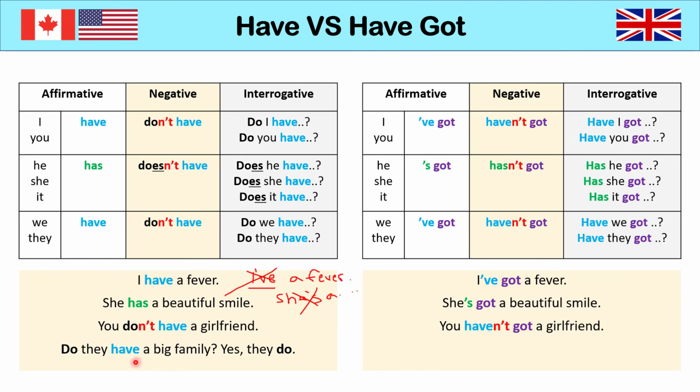Do they have a big family? Yes, they do. Have they got a big family? Yes, they have. So just keep in mind, if you're saying have alone, use do or don't. And if you are using have got, use have got, has got, or haven't got, or hasn't got.